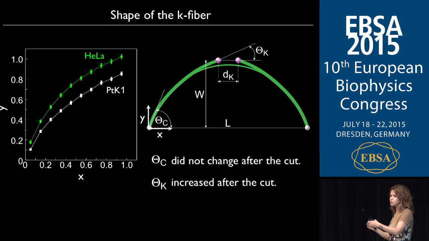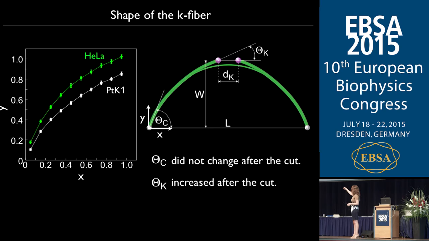This means that the K fiber is clamped here at the spindle pole. It is not able to rotate. And the other angle, the angle of the K fiber with respect to the major axis of the spindle at the kinetochore, increased after the cut. And this means that the K fiber got straighter after the cut. In the beginning, it's very curved, and then after the cut, it straightens. So these were important observations and measurements that allowed us to build a theoretical model.